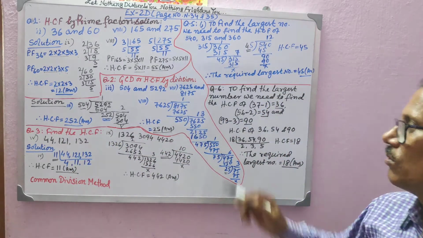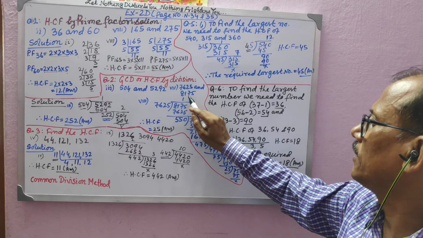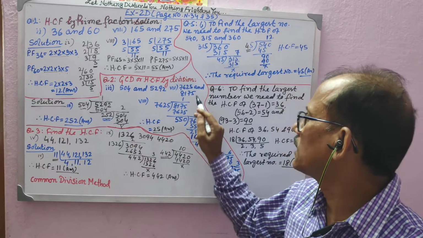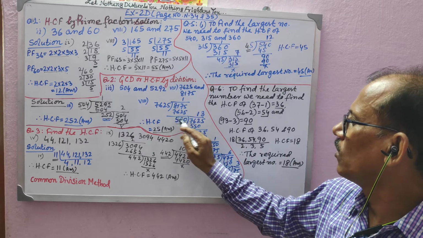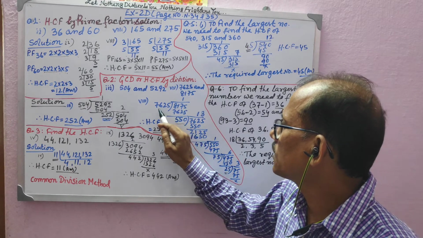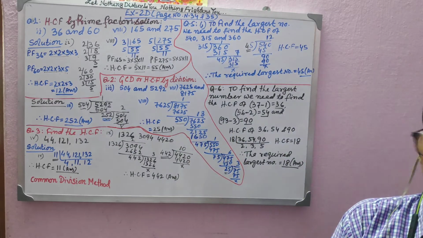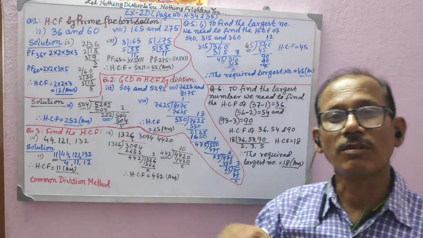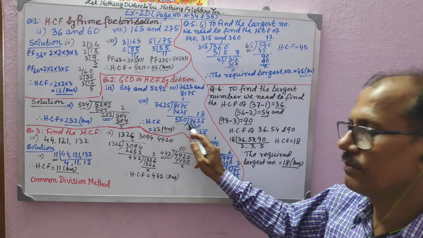Let us take another example with the division method. I have taken question number 7, 7625 and 8175. Among these, the smallest number is 7625, that becomes the divisor, and this becomes the dividend. Could you understand? Now divide this. One time it will go, subtract, and the remainder came 550. This becomes the divisor, and this becomes the dividend, because I said the previous divisor will become the dividend and the remainder will become the divisor. Now divide. You know long division, you have learned it in a previous standard also.